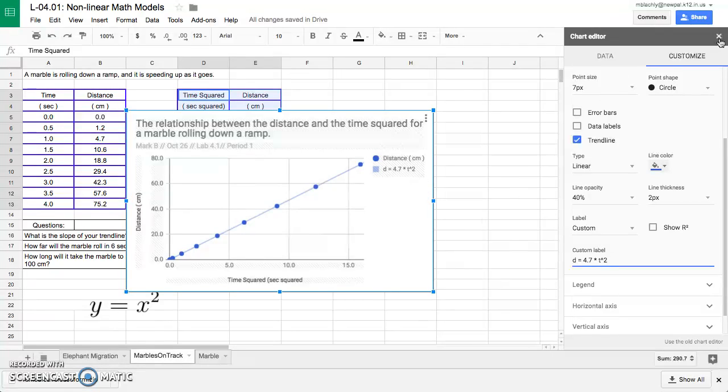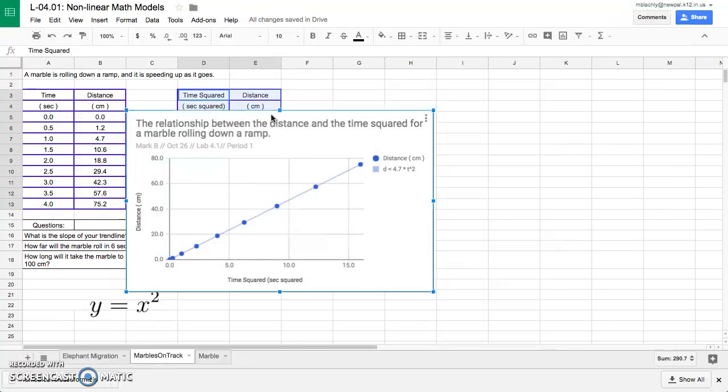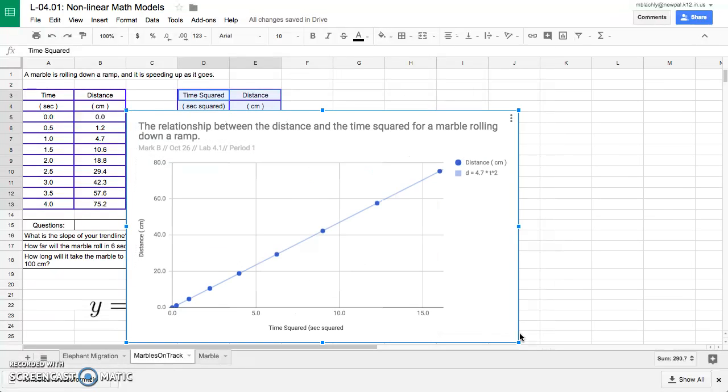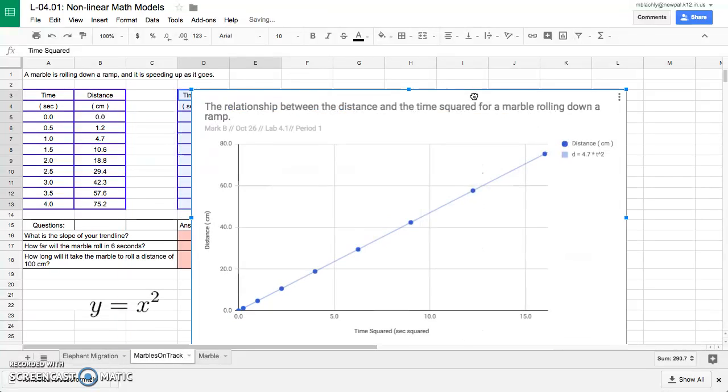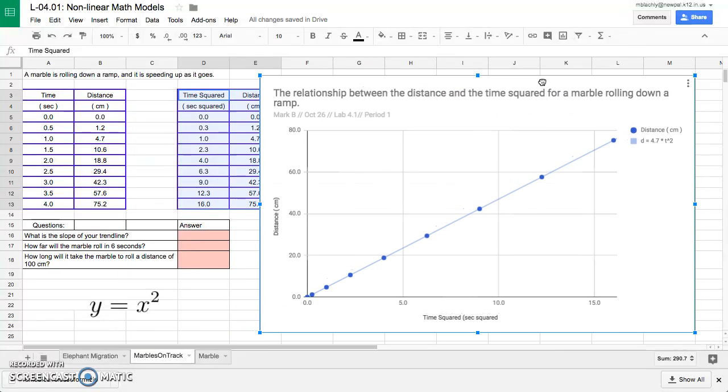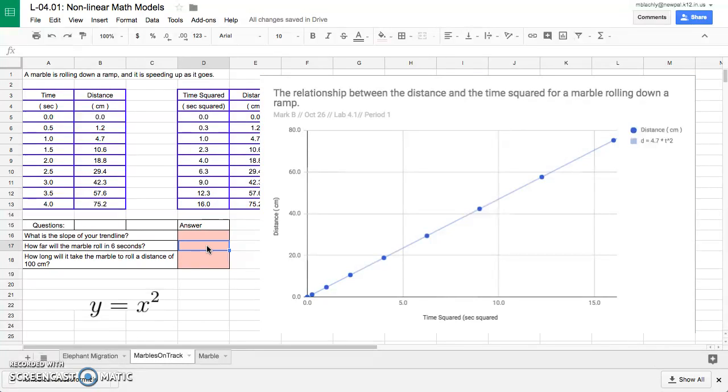And so what we've done is we've now found the mathematical model. We found the equation that describes our data. So I'm just going to move my graph over here out of the way, and then I can answer questions. If you want to know the distance, you take 4.7 times the time squared. For example, how far will the marble roll in 6 seconds? To find this answer, you've got to take 6 seconds and square it, and then multiply it by 4.7, and that'll tell you how far it rolls. And you can put that answer in there.